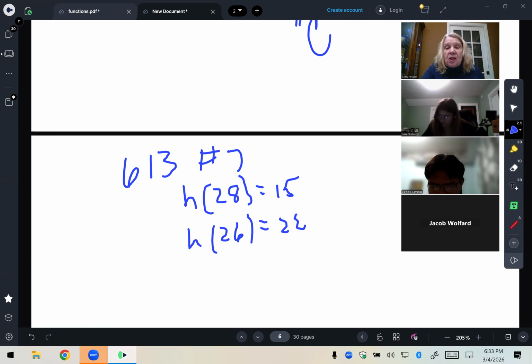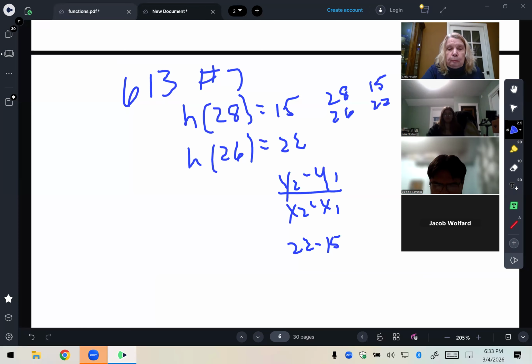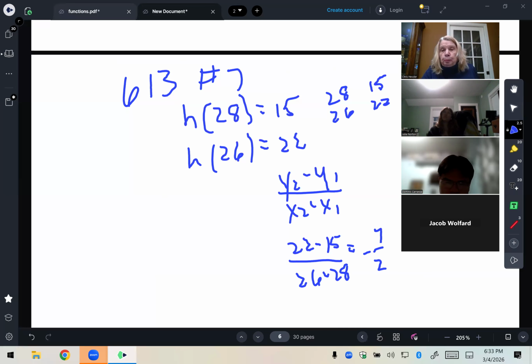So I'm going to go back to my slope formula. So we have 28, 15, 26, 22. So if we do 22 minus 15 over 26 minus 28, we're going to get -7/2. So we know now that A and B are out, right?